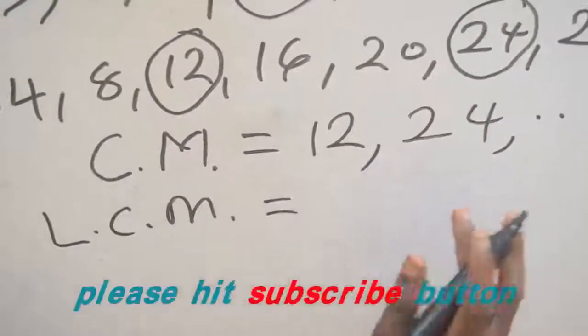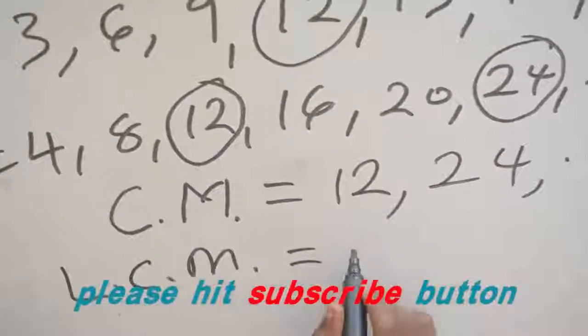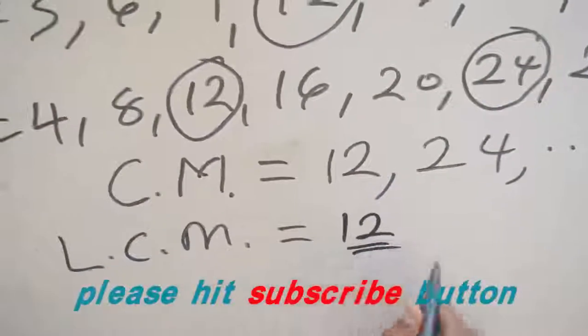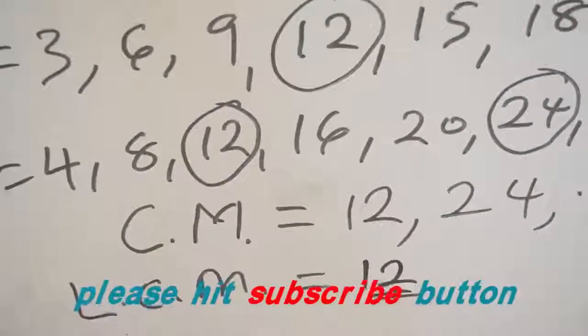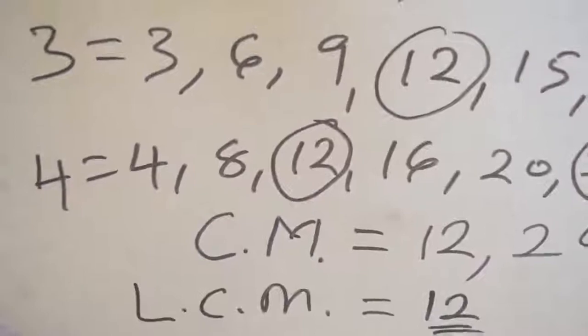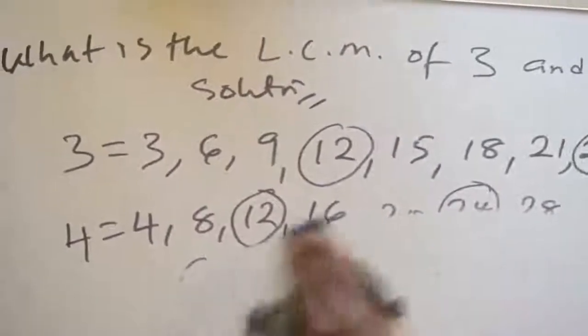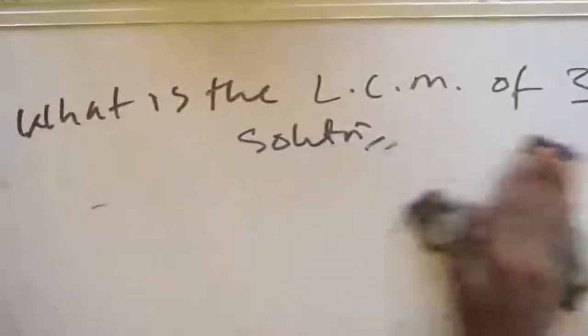So the number we are seeing at the moment, the lowest common multiple here, is nothing but 12. 12 is the least number. Okay, so with this being said, let me give you another method of looking for LCM, because some students may not be happy with this.